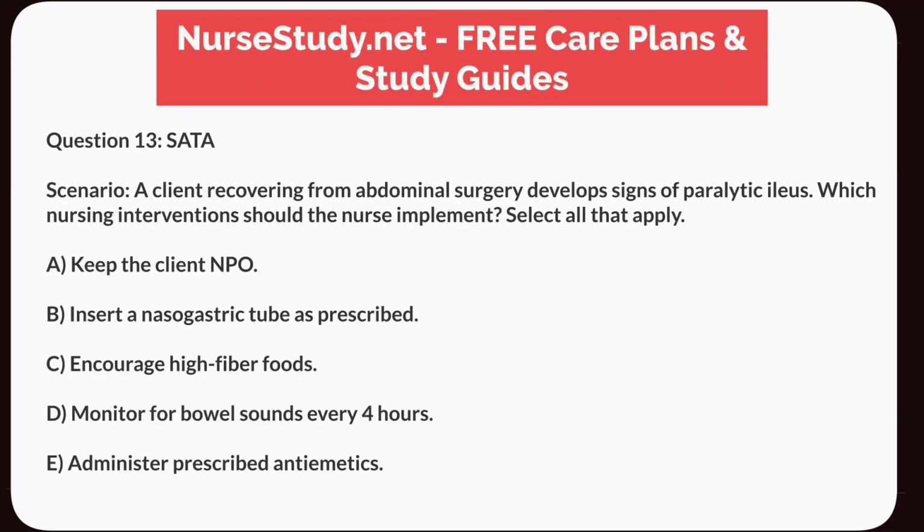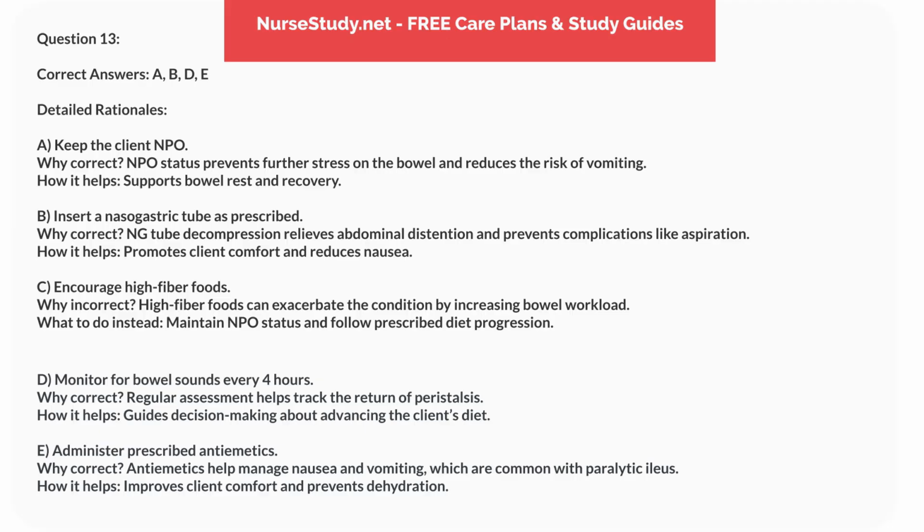Question 13, SATA. Scenario: a client recovering from abdominal surgery develops signs of paralytic ileus. Which nursing interventions should the nurse implement? Select all that apply. A. Keep the client NPO. B. Insert a nasogastric tube as prescribed. C. Encourage high-fiber foods. D. Monitor for bowel sounds every 4 hours. E. Administer prescribed antiemetics. Correct answers: A, B, D, E.